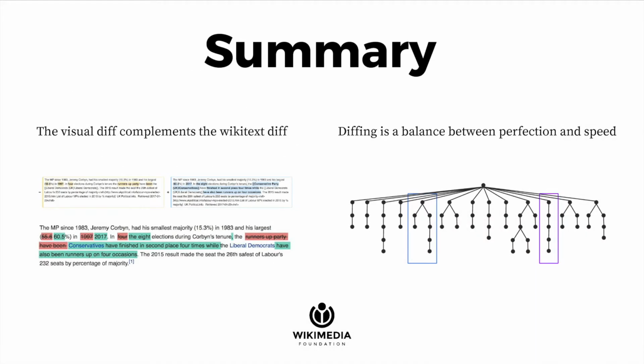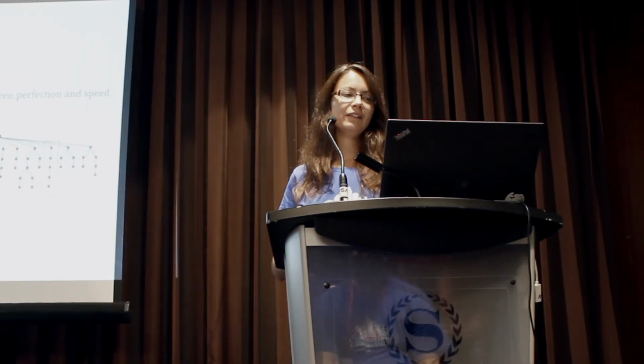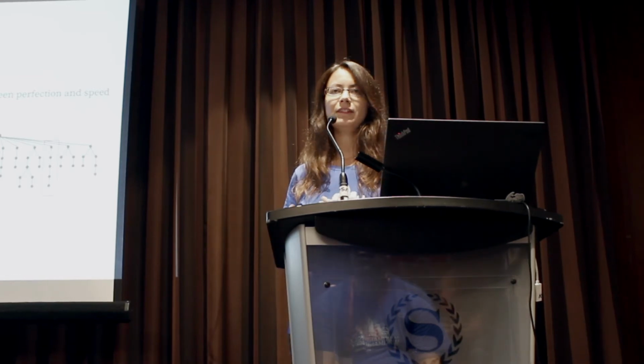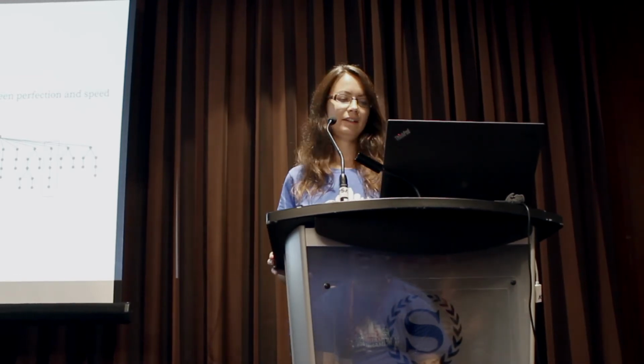So in summary, the visual diff complements the Wikitext diff. In different situations, one or the other may be more useful. And in general, the problem of diffing is quite a delicate balance between perfection and speed. But I hope this gave you some understanding of why the visual diff behaves as it does. If you haven't seen it, please check it out. And we'd be very grateful to hear feedback on both of these new features. And yeah, that's the end.